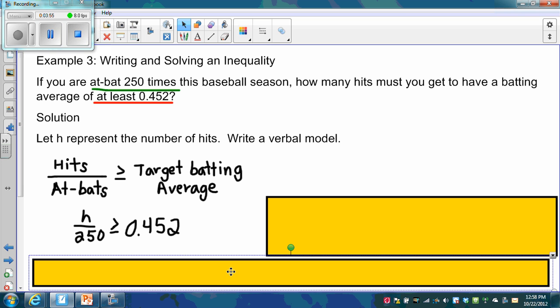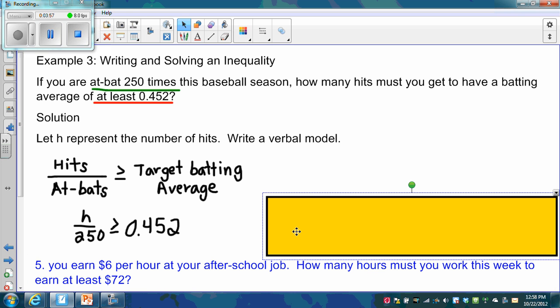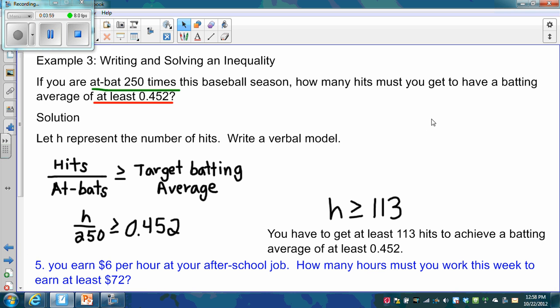So in this case, H is greater than or equal to 113. So to achieve a batting average of 0.452, we need to get at least 113 hits out of those 250 times at bat. Go ahead and try the following problem on your own.